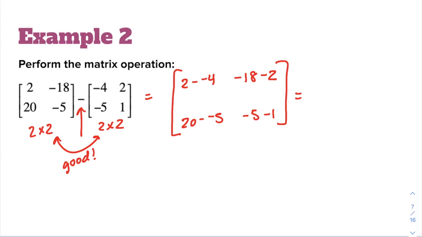Again, you don't necessarily have to show me this step, but if you skip it and then you mess up on your final matrix, I'm not going to be able to give you partial credit. So I suggest at least showing it. And then 2 minus negative 4, that's like 2 plus 4. So that'd give me positive 6. Negative 18 minus 2 gives me negative 20. 20 minus negative 5, that's like 20 plus 5, so 25. And then negative 5 minus 1 gives me negative 6. So that would be the final answer on that subtraction problem.